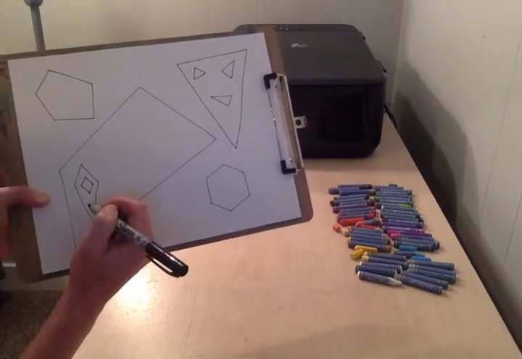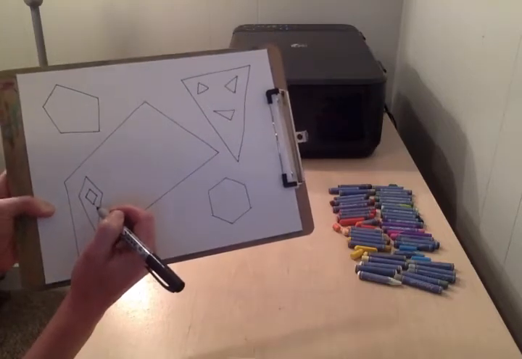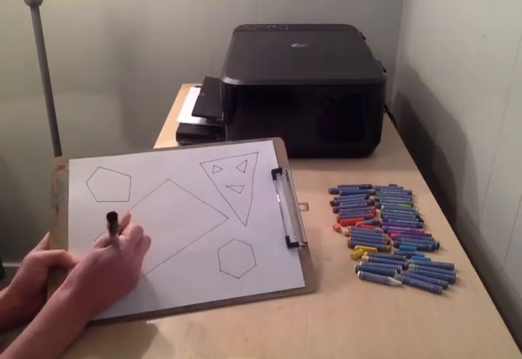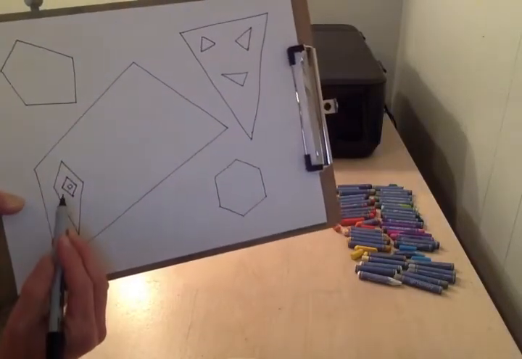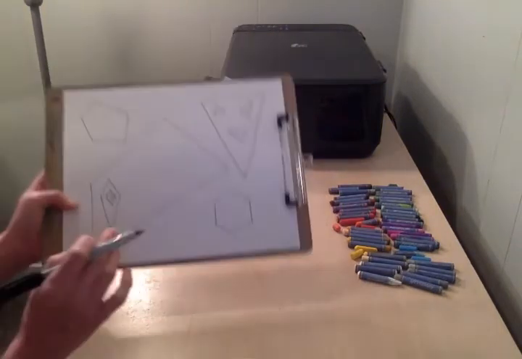And inside the rhombus, we're going to draw a square. All 4 sides and all 4 angles are exactly the same. You can turn the square any direction, but there's our tiny little square. Okay, so that's our kite.